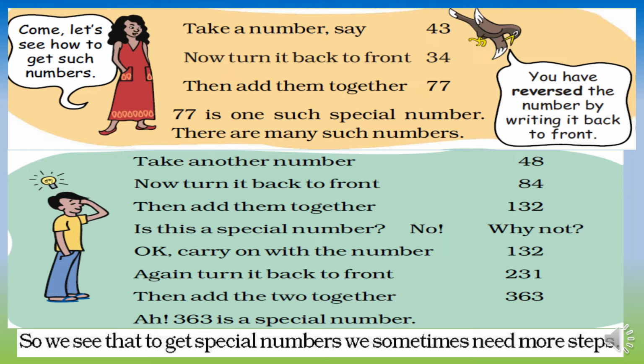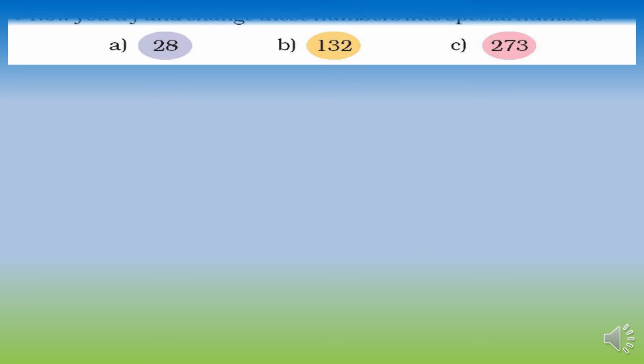So okay, carry on with the number, that is 132. Again turn it back to front, that is 231, then add the two together, that is 363. 363 is a special number. So we see that to get special numbers we sometimes need more steps. So let us see some more examples.